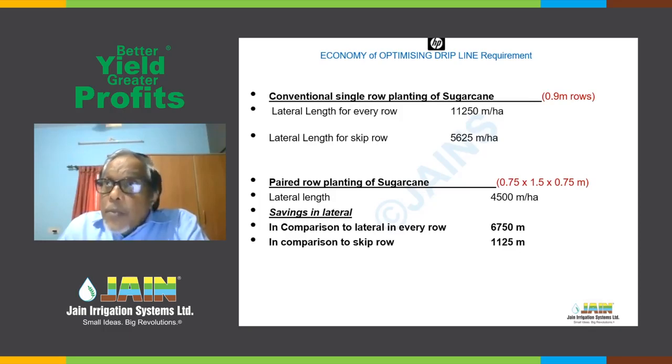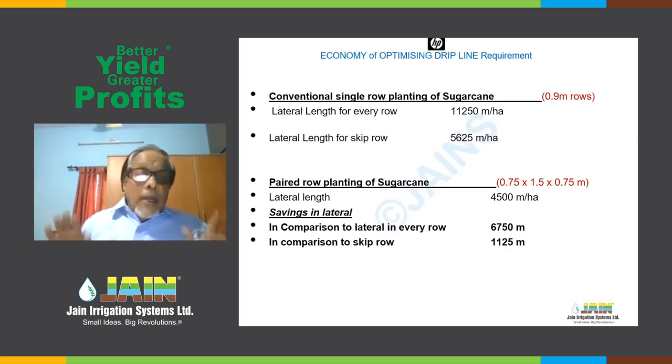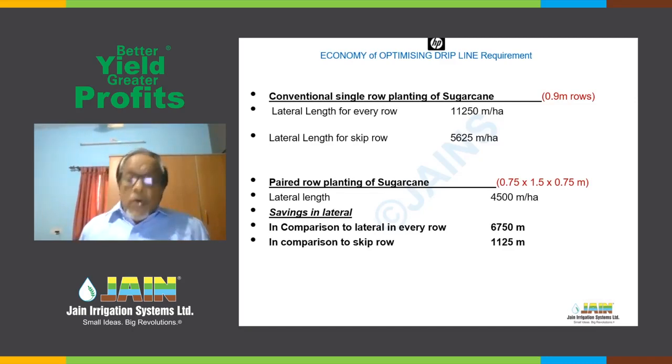Lateral cost comes to about 70% of the drip system on an average. That's what the engineers tell me. So you are actually halving that 70% cost, making it 50%. In comparison to skip row, it is about 1,125 meter. This is very important for optimizing the plastic required. That will optimize the cost also.